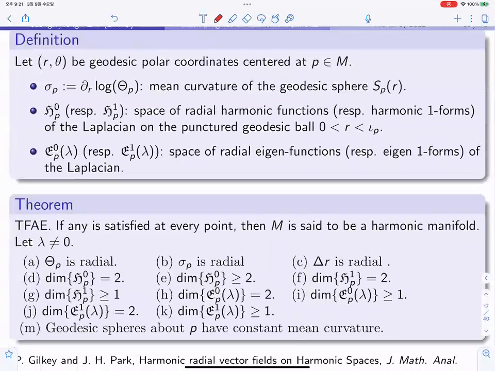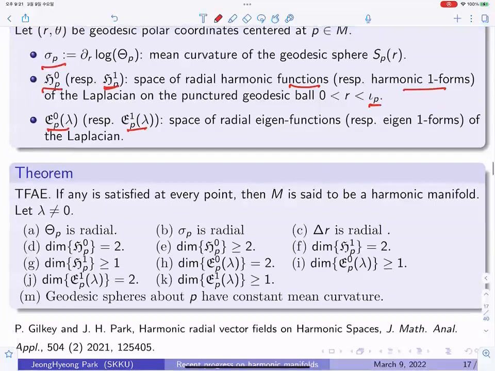In geodesic polar coordinates, the mean curvature of the geodesic sphere is sigma p. H0 is the space of radial harmonic functions. H1p is the space of the harmonic one-forms of the Laplacian on the punctured geodesic ball of the injectivity radius. E lambda 0 is the space of the radial eigenfunctions. E1p is the radial eigen one-forms of the Laplacian.